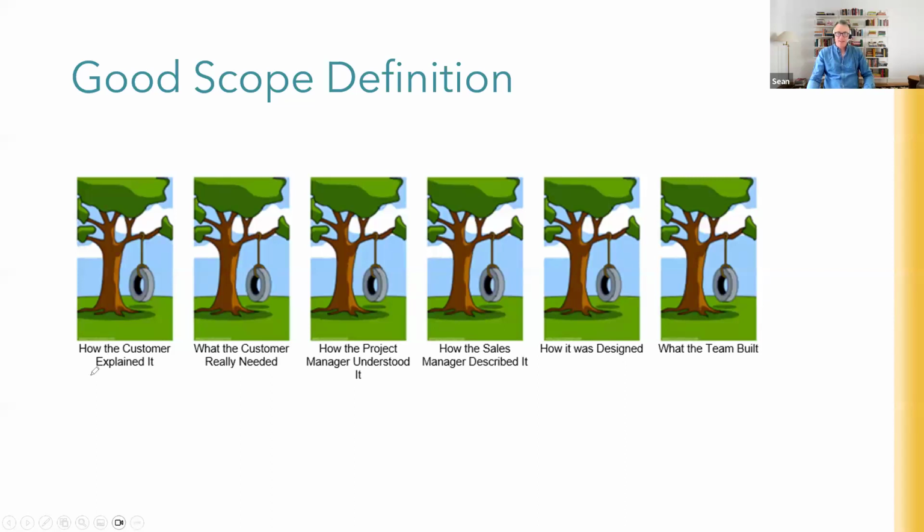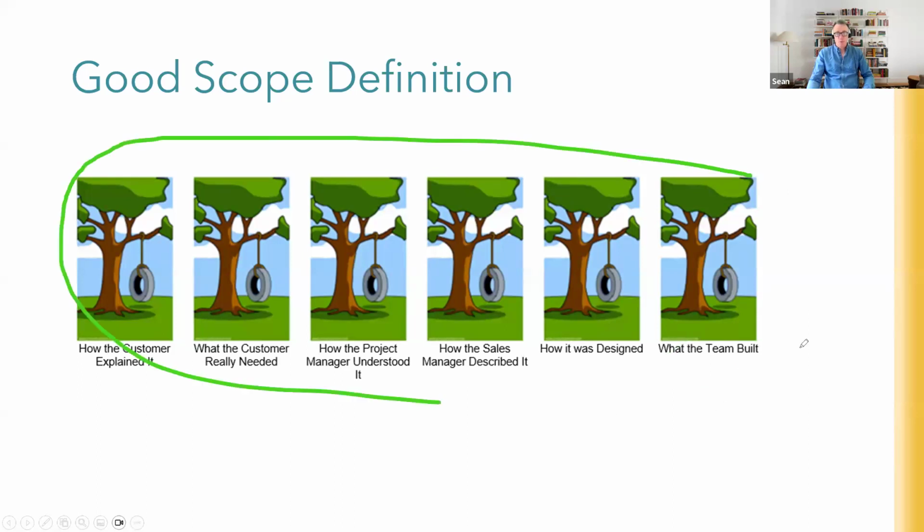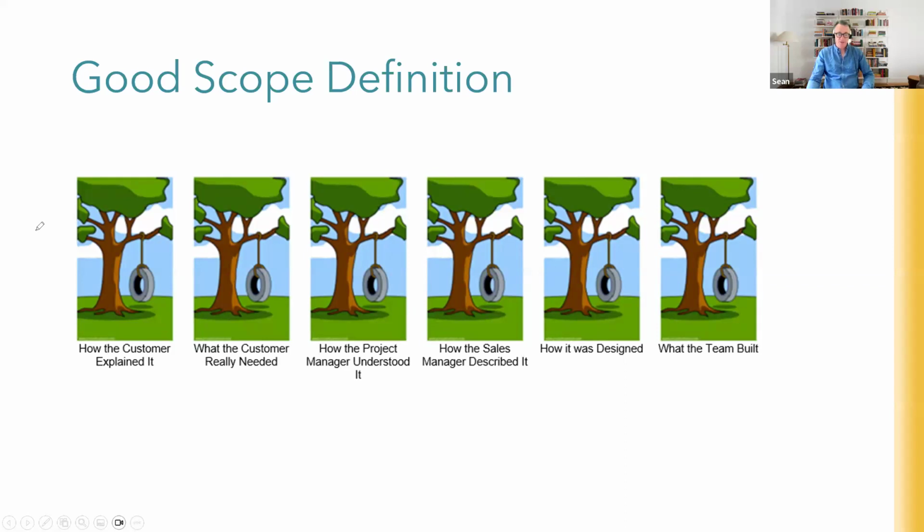What we want is consistency throughout the whole thing. We want what the customer explained and what they really needed, what the project manager understood, what the sales manager described and promised, what was designed and what was built are all the same. And that's what we get with good scope definition.